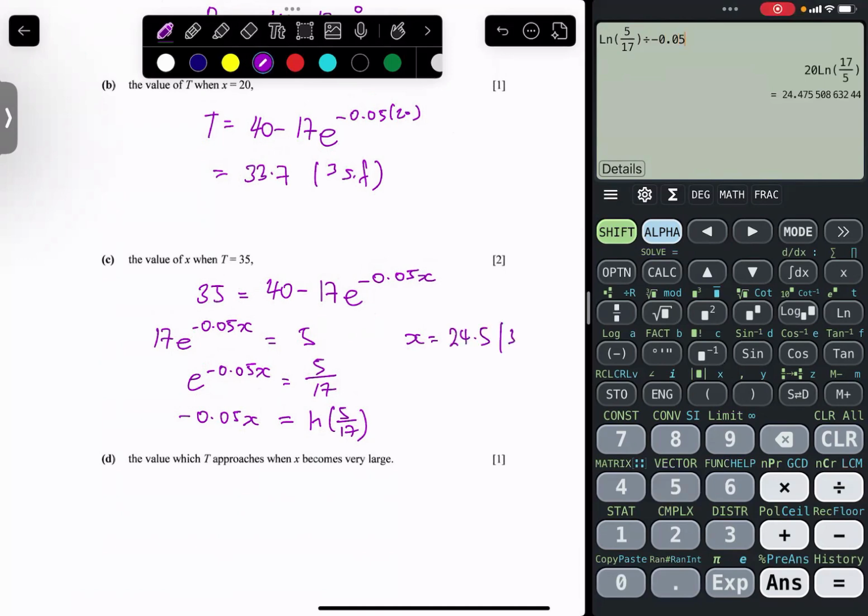3SF. The value which T approaches when x becomes very large. When x becomes very large, e to the power of negative 0.05x will become 0. So T will approach 40.